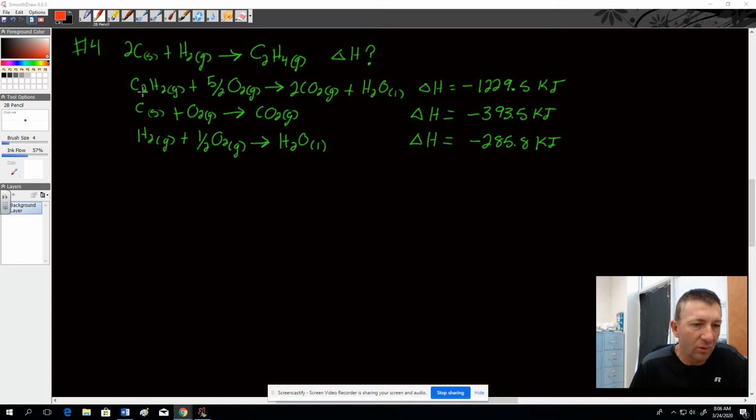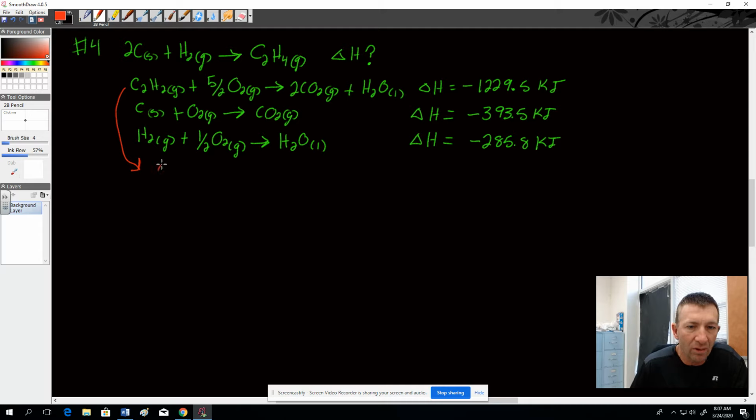So if we look at this first equation, we have C2H2 gas right here on the left side of the equation. Over here it's on the right side. There's no O2 in the equation, I'm not going to worry about that. There's no CO2 in the equation, and there's no H2O either. So we're going to look at this C2H2, and it needs to be on the other side. So we're going to take this equation down here, and we're going to reverse it. We're going to rewrite it.